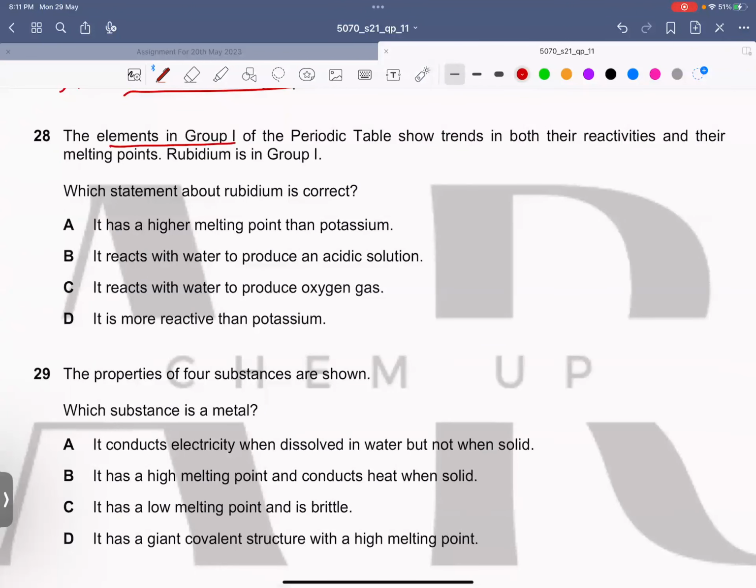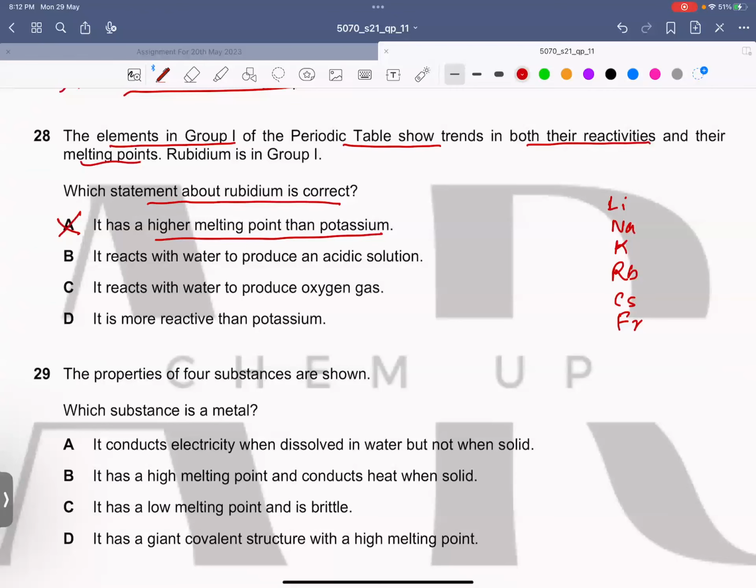The elements in group 1 of the periodic table show trends in both their reactivities and their melting points. Reactivity increases down the group and melting point decreases down the group in group 1. Which statement about rubidium is correct? It has a higher melting point than potassium. If you look at the periodic table, you will find lithium on top, then sodium, potassium, rubidium, cesium, and then francium. As I told you, the melting point decreases down the group, so statement A goes wrong.